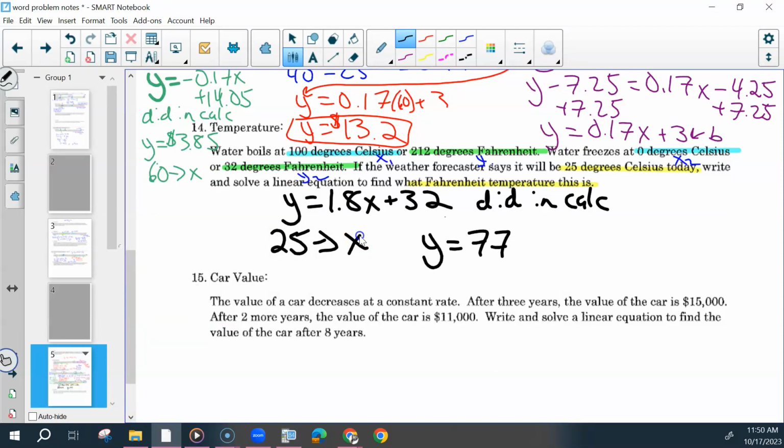What would our label be for this? It will have F, but there's something else. So we wouldn't just say Fahrenheit, we would say degrees Fahrenheit. So it needs both, the degree symbol and the F. Okay, so if you can use the calculator to do these types of problems, it will make your life easier. But you're more than welcome to do the algebraic method as well.